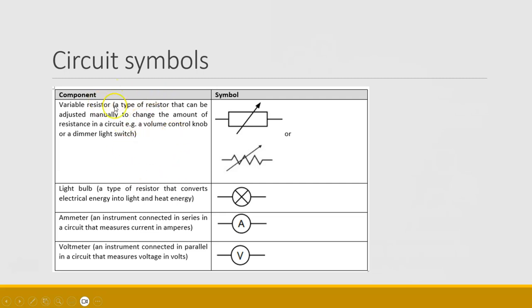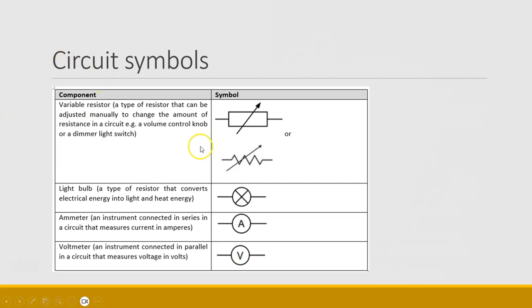A variable resistor, which we will discuss in more detail shortly, is a resistor that can be adjusted manually to change the amount of current that's flowing through the resistor. So, for example, in a dimmer light switch, as we turn that switch, we get light that's dimmer or brighter. So as we turn it, we actually change the amount of current that flows through that conducting wire. And so that changes the brightness of the light.